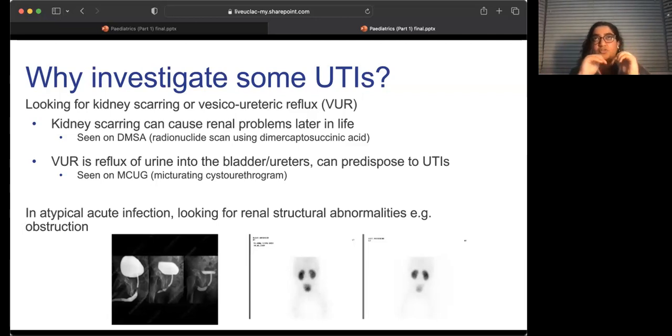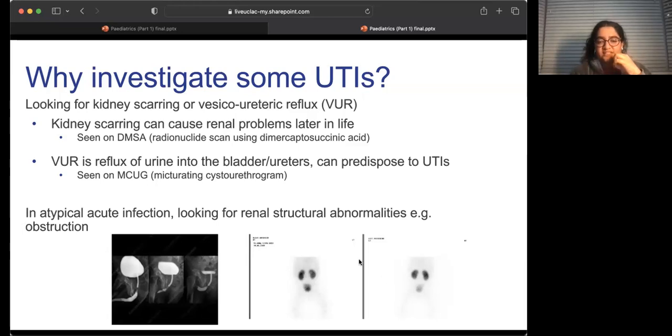And it also means that as urine is backflowing, it presents quite often as issues with the kidney, because there's more urine in the kidney, and the pressure in the kidney builds up and it can't filter that well, and it causes lots of issues. So the way to pick this up is with a DMSA scan. So this looks at kidney scarring.